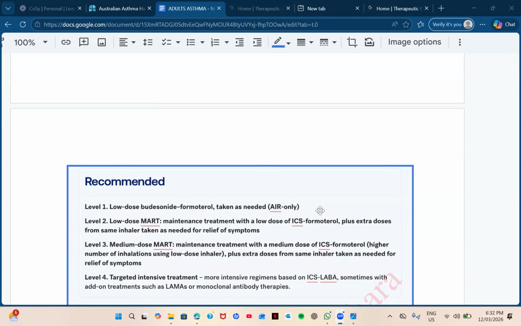Okay, so what are the advantages? It's better to use, and we can reduce asthma attacks. It's very easy to use, the main thing, because it has one inhaler.